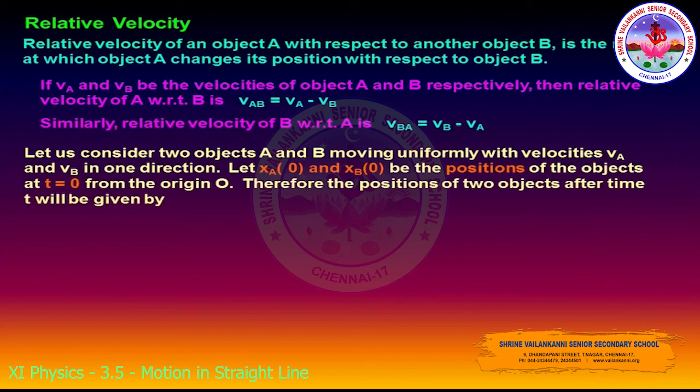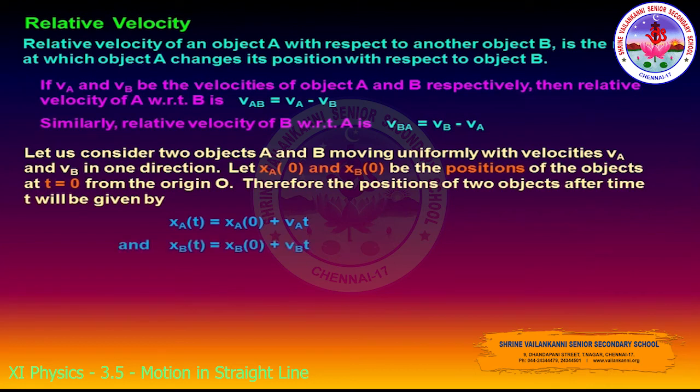Let us consider two objects, A and B, moving with uniform velocities VA and VB in the same direction. Let XA0 and XB0 be the positions of the objects when they started, that is at t equal to 0, from the origin. Imagine it. Then the positions of the two objects after time t will be XA of t, which is equal to XA0 plus VA t.